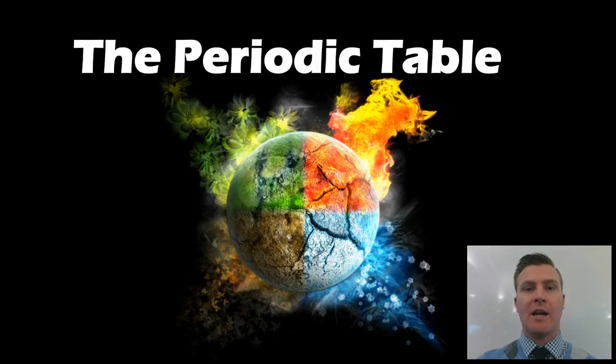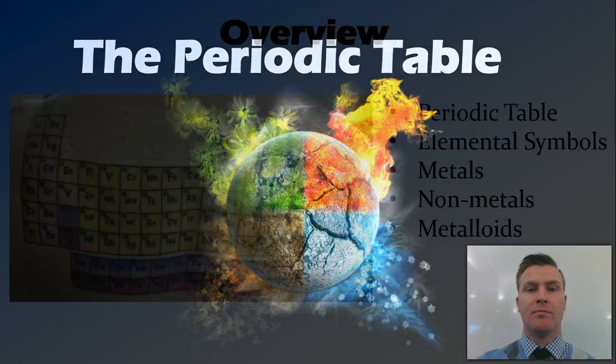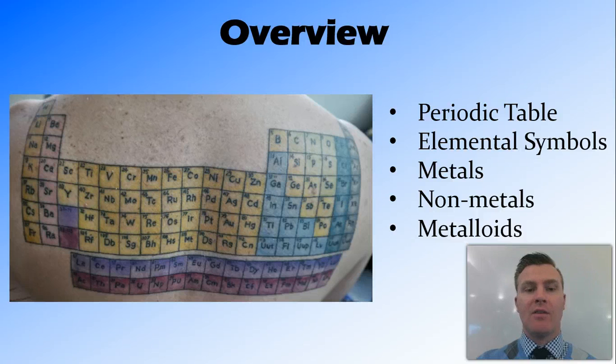In this video, we're going to look at an intro to the periodic table. We're going to cover the periodic table and how things are grouped, the elemental symbols for each one of the elements, and then we're going to look at the difference between metals, nonmetals, and metalloids.